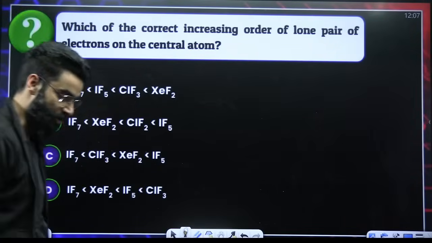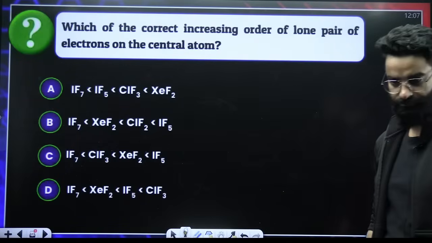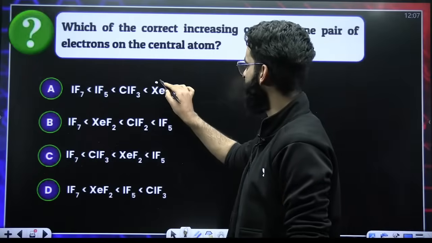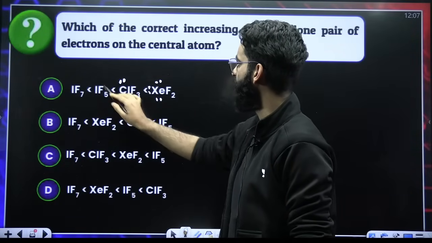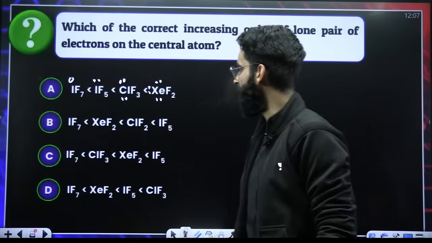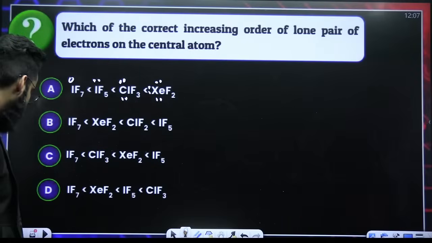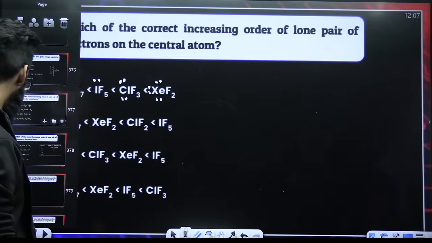Order of the lone pairs on the central atom. Quick. XeF2: xenon has got 3 lone pairs. Chlorine has got 2 lone pairs. Iodine has got 1 lone pair, and 0 lone pair. Right? Done, people? Yeah?